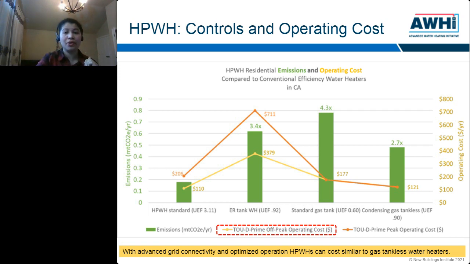And if we start talking about operating costs, with optimized operation and grid connectivity, heat pump water heaters can have similar operating costs to a condensing gas water heater, which is critical to understand because from a customer's perspective, operating cost is equally important compared to emissions or energy.